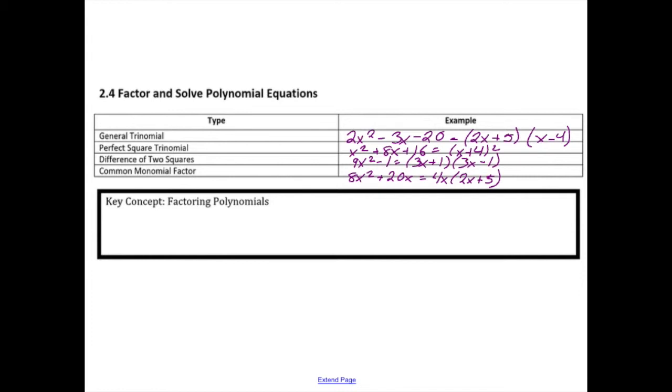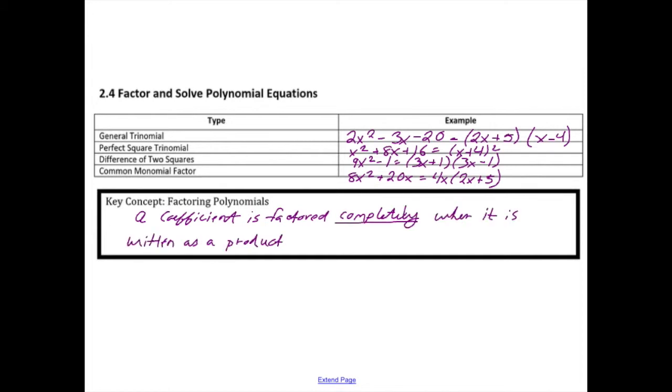A key concept in factoring polynomials is that a polynomial is factored completely when it's written as a product of unfactored polynomials, or unfactorable polynomials. So I know that I'm completely factored when all the pieces of my polynomial can no longer be factored any further.